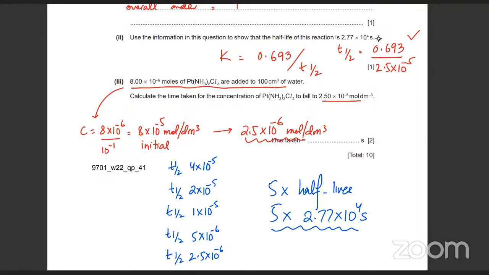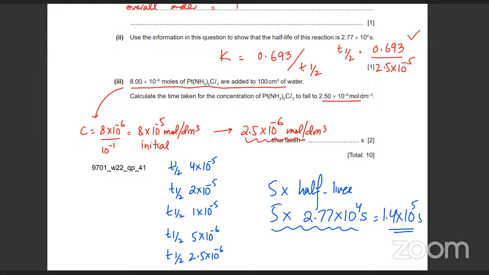So what's the answer? 1.4 into 10 to the power 4. Sorry, your answer would be 10 to the power 5. Power 5? Power 5. Yes. With 3 significant figures, I think it's 1.38 then. So that's your answer, okay?